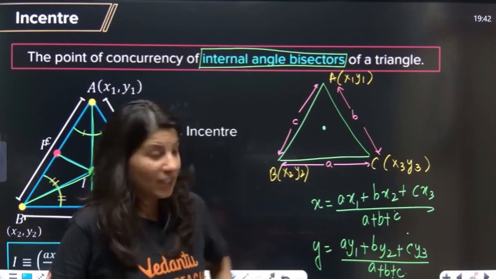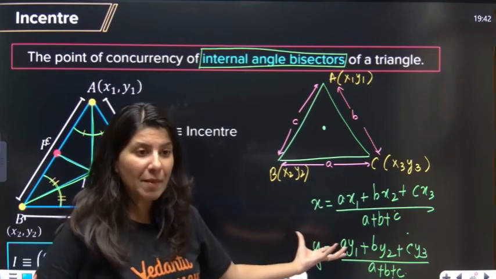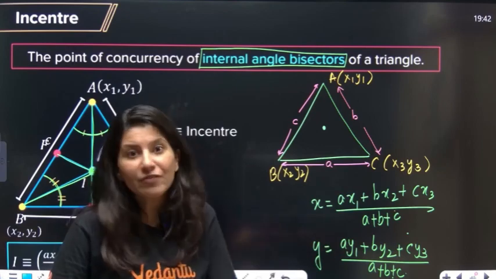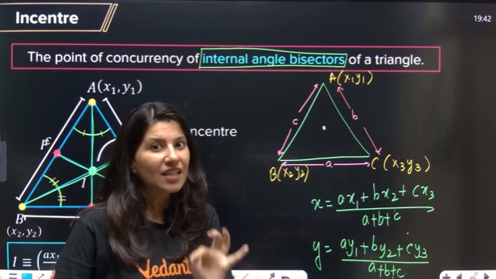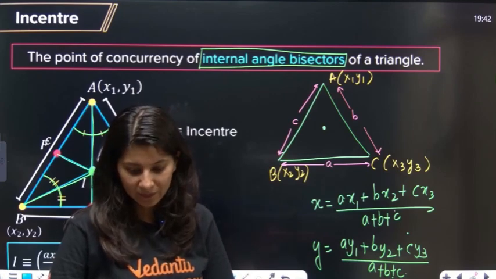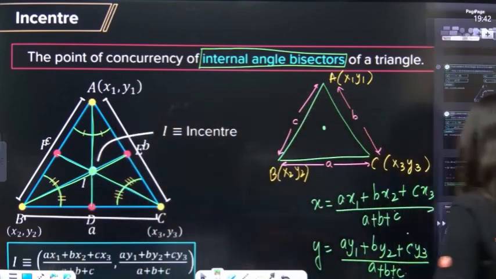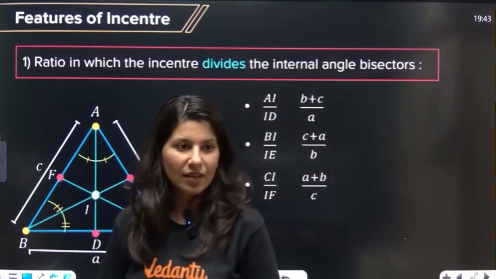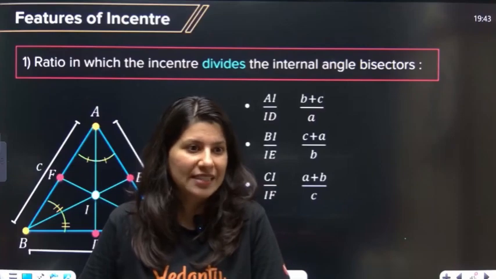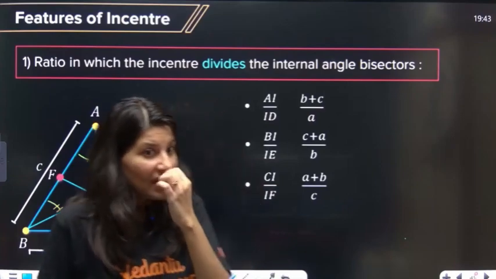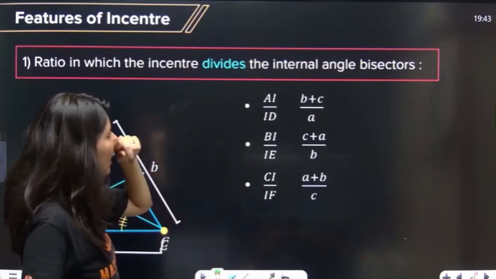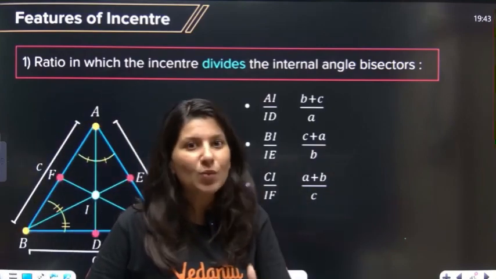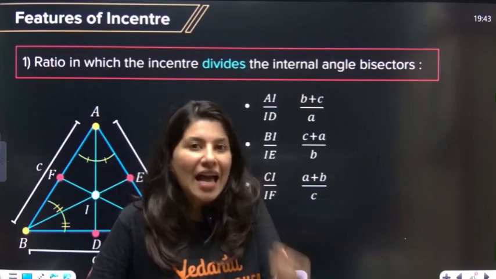It looks difficult to remember, but you don't have to remember it. In fact, you will never forget it if you understand the pattern behind it. Now, a couple of things related to the incenter. What is the ratio in which the incenter divides the internal angle bisector? It was very easy in the case of the centroid, a 2:1 ratio, but this is not as simple.